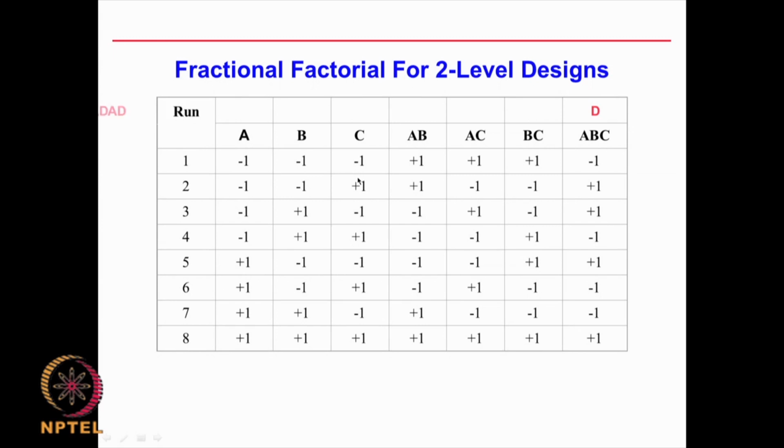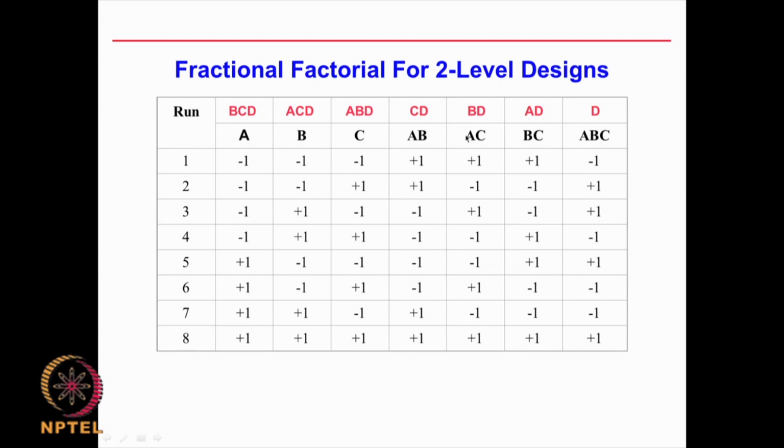When you do that, you find AB is same as CD. AB, I said minus minus plus, minus minus plus, minus plus minus, minus plus minus, plus minus minus, plus minus, plus minus minus, plus plus plus, plus plus plus. Now, if you look at CD, minus minus plus, plus plus plus, minus plus minus, plus minus minus, minus plus minus, plus minus minus, minus minus plus, plus plus plus. So, AB looks exactly like CD.